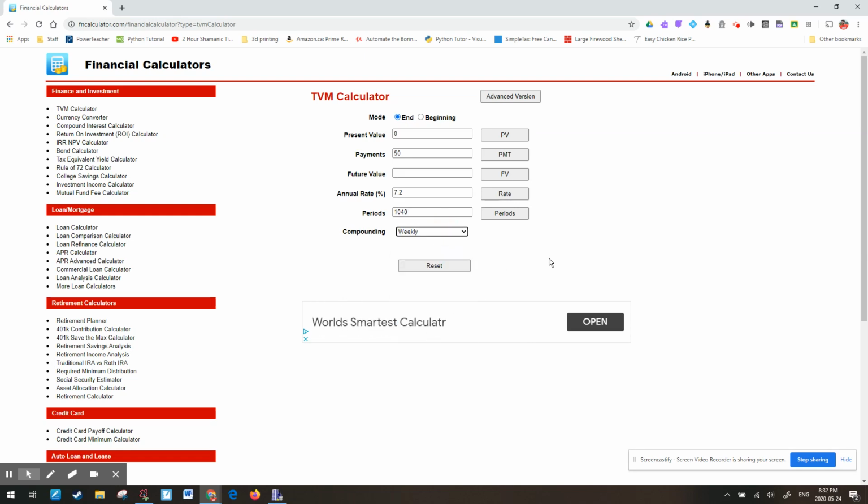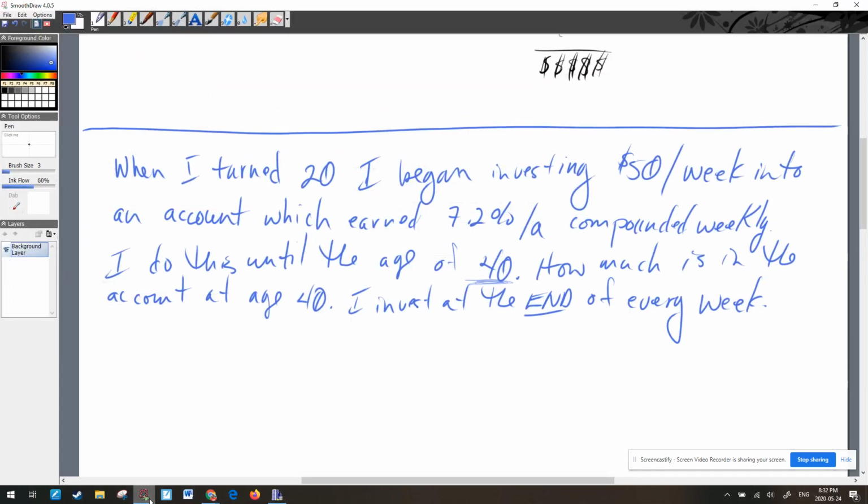So what do we think that's going to be worth? I'm going to bet it's worth a fair chunk, right? Future value: $116,151.18 is the total amount.